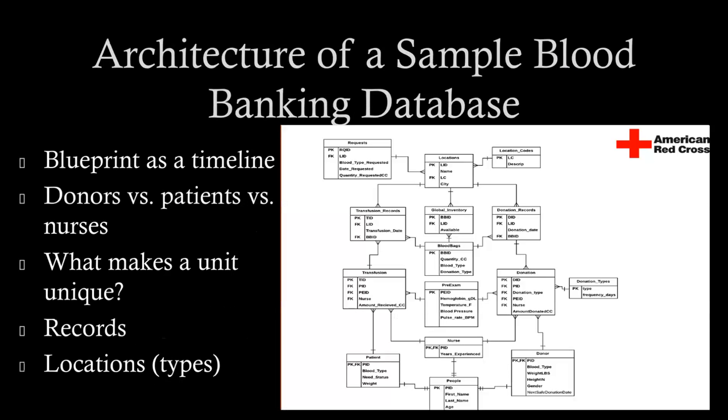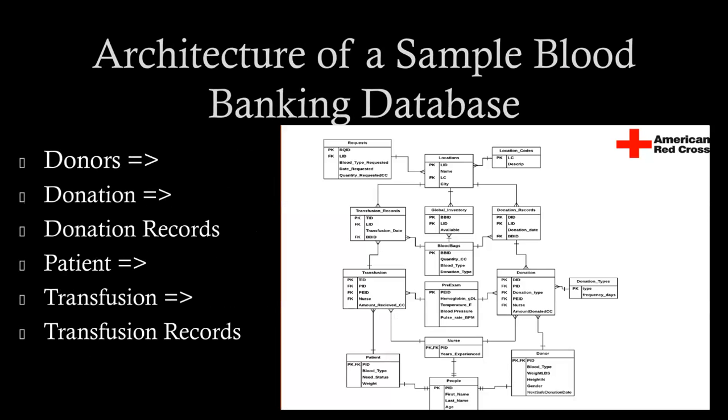The architecture of a blood banking database can almost be broken down into a timeline, different timelines that converge together at a point. There's the donation process, the transfusion process, and then there's also the process of storing the blood bags. A donor gives a donation, and then that donation is kept in a permanent record. Patients that receive transfusions will undergo these procedures, which is then also maintained in a permanent record.